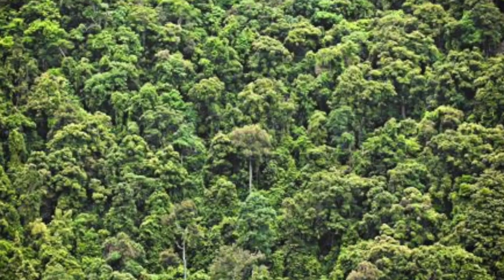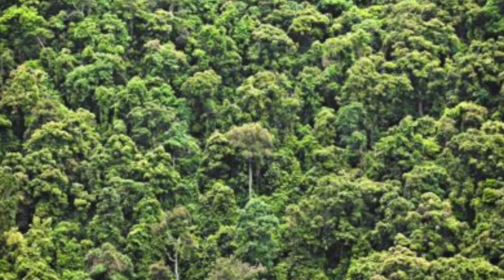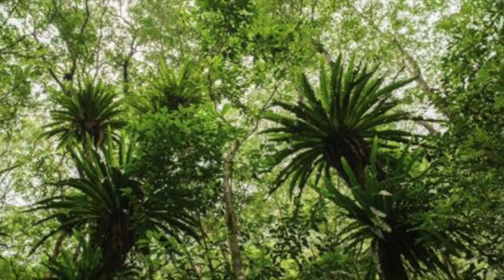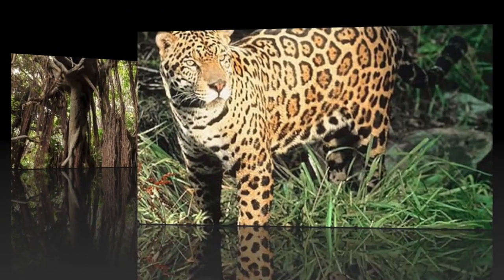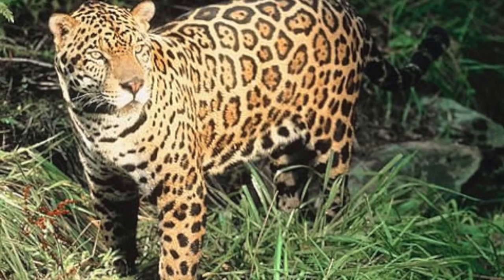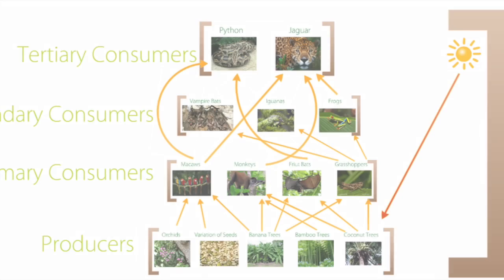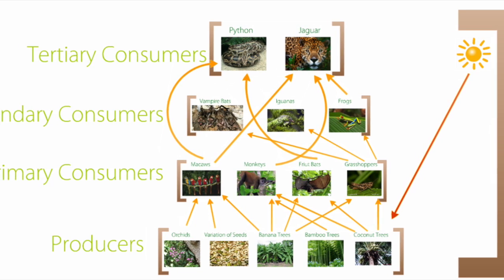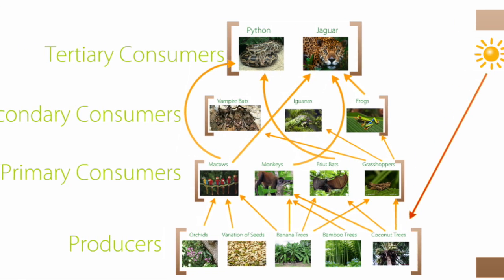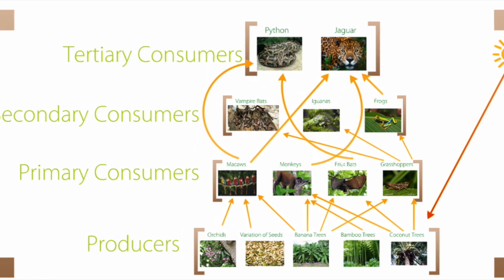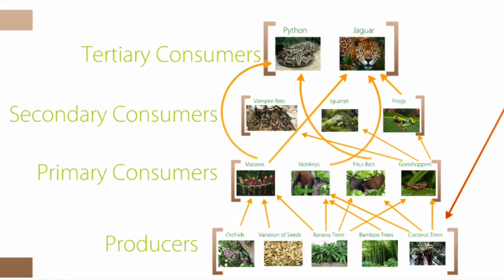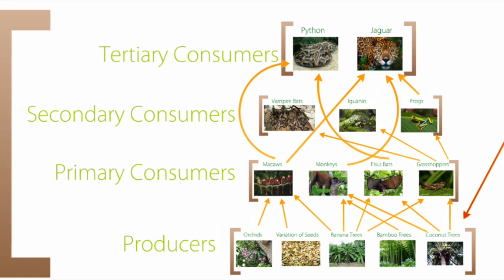The main producers of the rainforest are the tall canopy trees, the epiphyte plants, and the lianas vines. Main consumers of the rainforests are jaguars, monkeys, pythons, and crocodiles. Some common prey and predator relationships are that frogs eat grasshoppers, pythons eat frogs, jaguars eat macaws, and vampire bats eat grasshoppers.